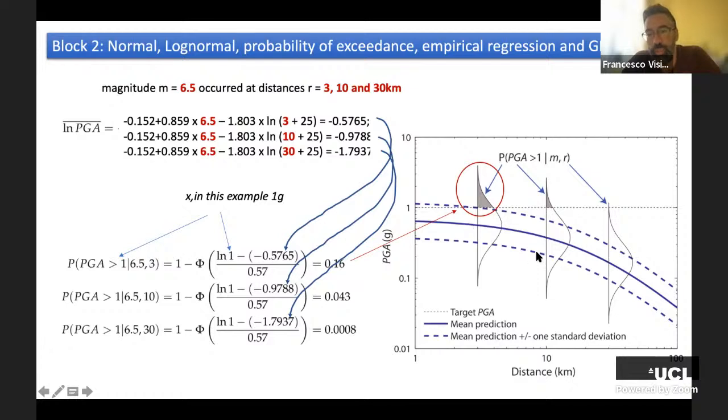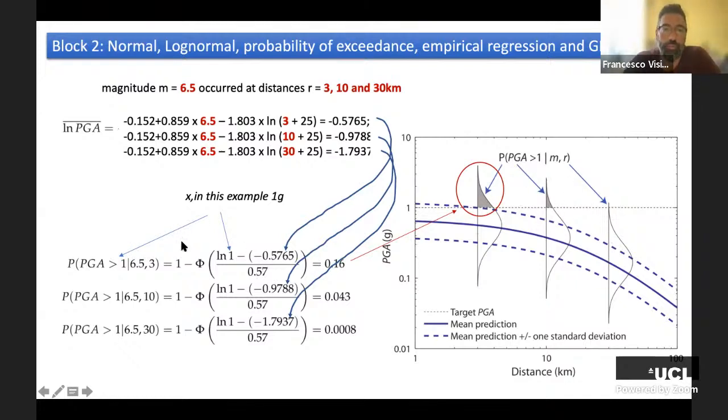The solid line is the mean. This is the probability density function, the uncertainties around the mean. The horizontal curve shows the 1g level, and we are basically interested in the area indicated by the gray shaded area. So it means that for the same magnitude, if I increase the distance, this area will decrease.